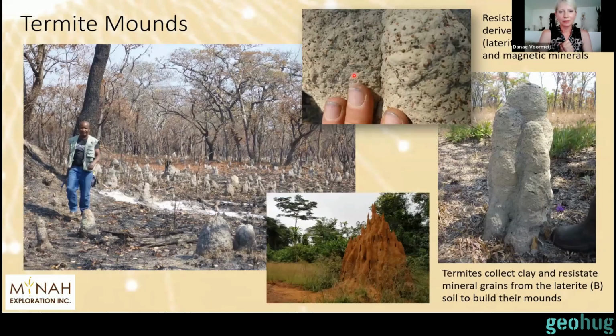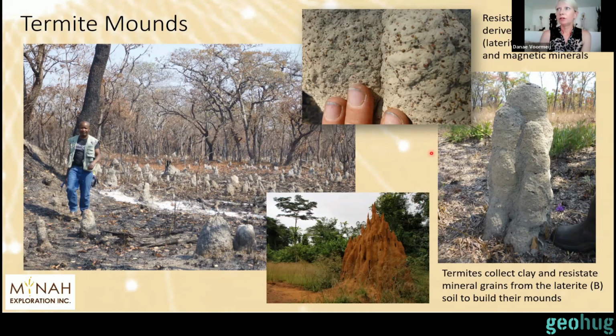Termite mounds. You may have heard of termite mound sampling and wondered what's the merit of it. Well, termites sample from the B laterite soil. And why? Because it's clay rich and they need clay to make the mud, to make the mounds. But to keep those mounds sturdy and standing up, they need the resistate minerals that are in the B laterite. And here you can see minerals like quartz, ilmenite.